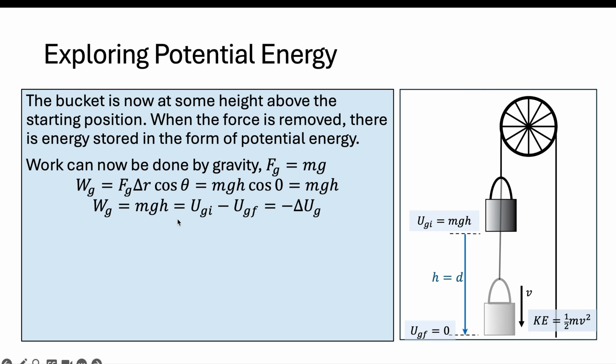But this is exactly the same thing as the change in potential energy, or minus the change in potential energy. So the work done by gravity is just the initial potential energy, mgh, minus the final potential energy, which is 0. So either way we calculate the work done by gravity, whether by looking at the initial and final potential energy or by looking at the force, we get the same result.